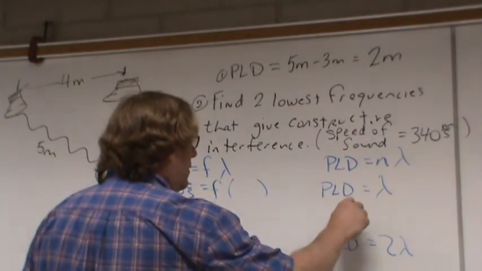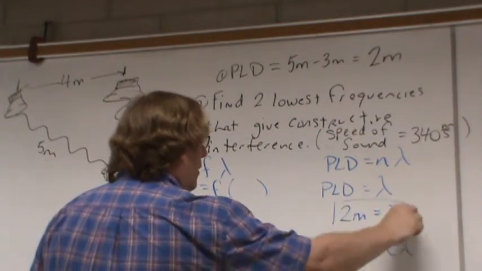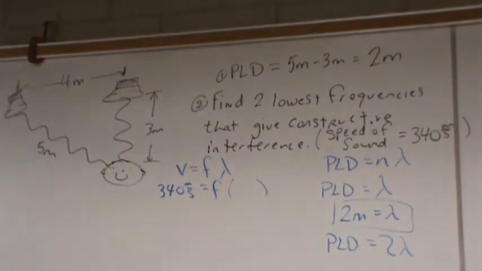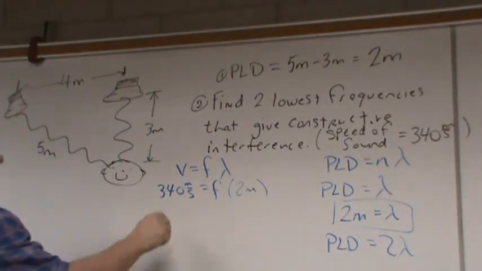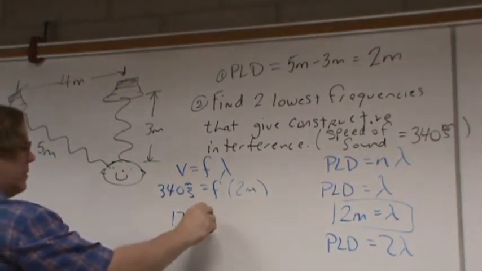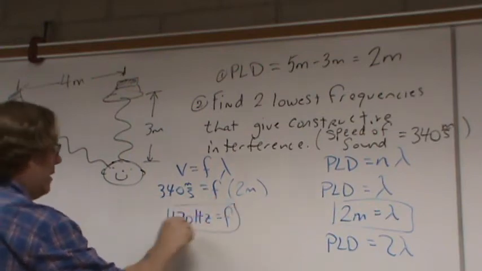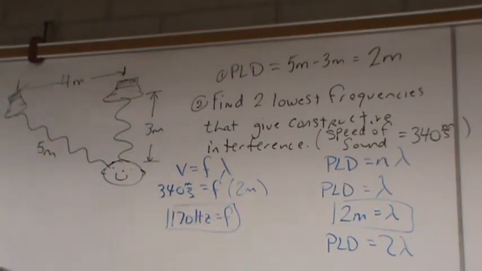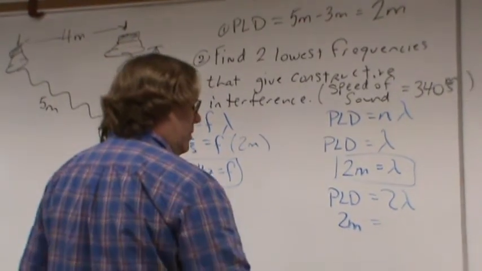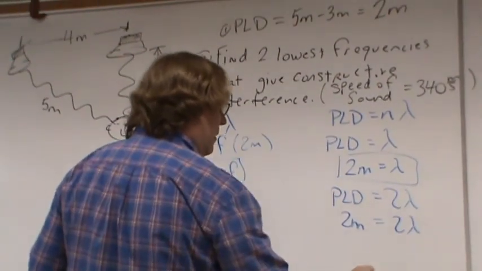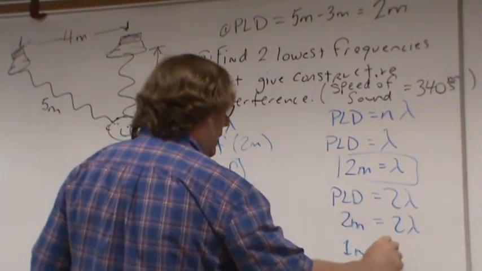Well, my path length difference is 2 meters. So a wavelength of 2 meters is going to get me constructive interference. So let's go ahead and put that in, 2 meters. And so I end up with 170 hertz equals the lowest frequency. But I'm also going to get constructive interference when my path length difference is equal to 2 lambda. That is, my path length difference, which is 2 meters, has to equal 2 lambda, which means 1 meter equals lambda.